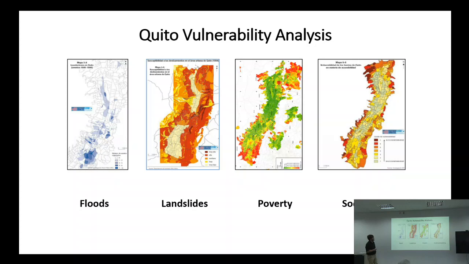As you can see, we got a lot of information about the impact of climate change. We got a map of floods, landslides, poverty, social vulnerability. But we don't have a map of the impact on health indicators. That is one problem. That's because, of course, the databases were not available in that time.